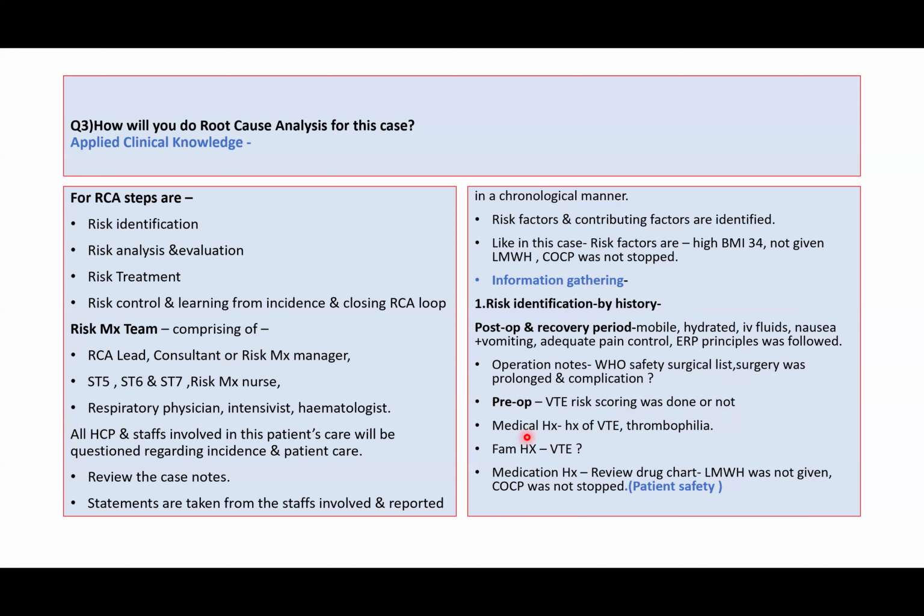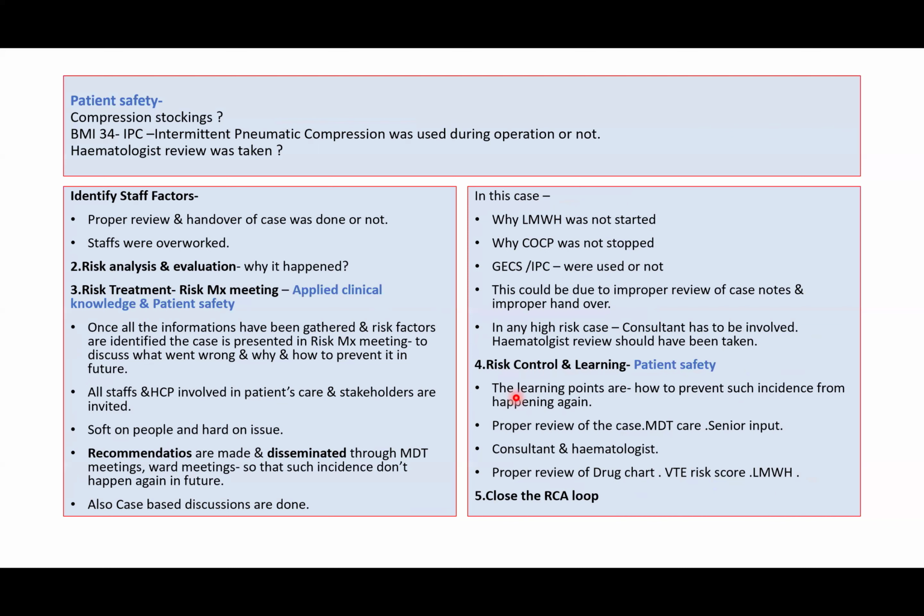Then I would like to know about the medical history of VTE, thrombophilia, family history of VTE. Then medication history, I have to review the drug chart. I can see low molecular weight heparin was not given, COCP was not stopped. Then other patient safety points, like whether she was offered compression stockings, BMI is 34, so whether intermittent pneumatic compression was used during operation or not. Haematologist review was taken or not.